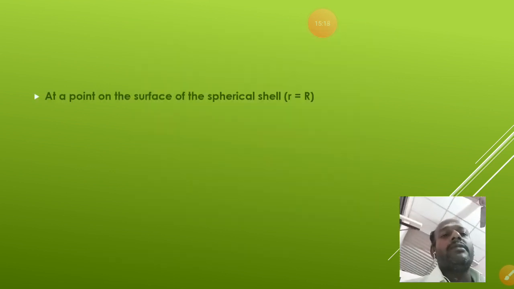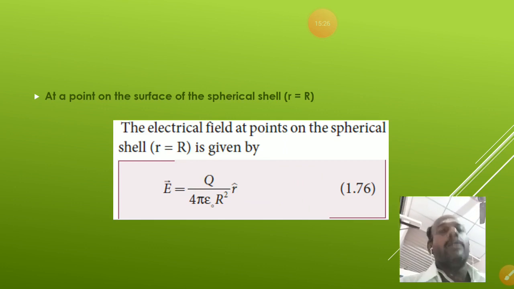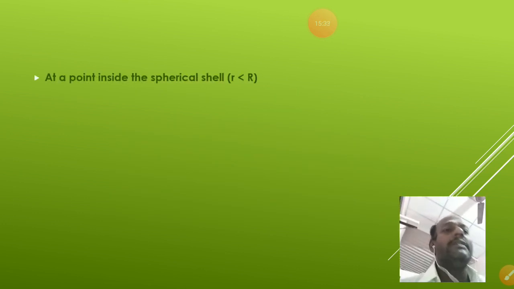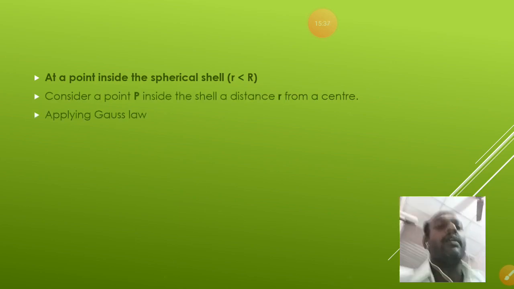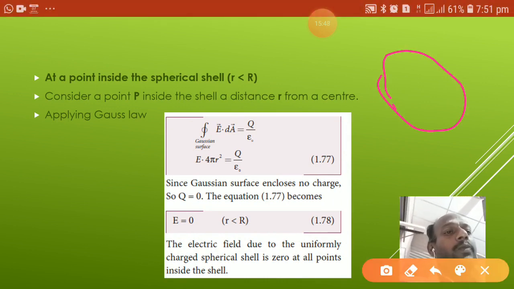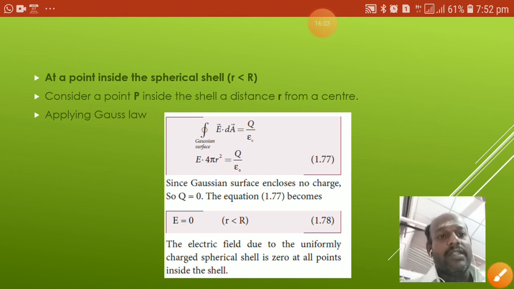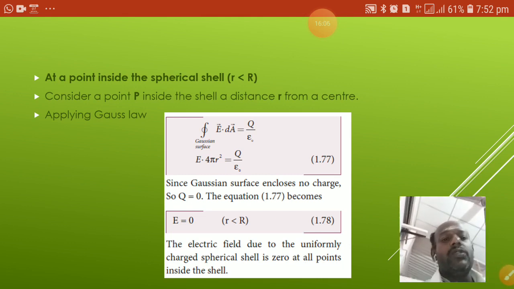Next, when the point is on the surface of the shell, when r is equal to capital R, there won't be any change. E vector will be equal to Q by 4 pi epsilon naught R square. When the point is inside the shell, what happens? When I apply Gauss's law, Q by epsilon naught, inside the Gaussian surface there won't be any charge. Why? If it is a positively charged sphere, the field here is radially outward, and here also radially outward, so the contributions cancel each other. So there won't be any charge enclosed. When there is no charge, there won't be any electric field. So when Q is equal to 0, the total value becomes 0.